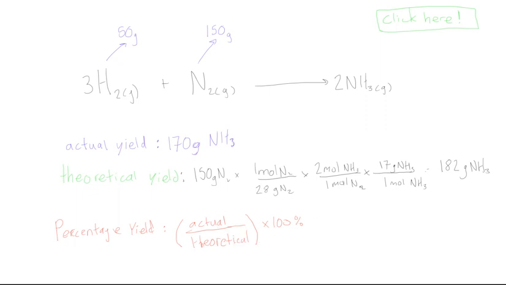So if we plug in our actual values, let's switch back to black again. We had 170 grams as our actual, so this is equal to 170 over a theoretical yield, which was 182, times 100%. You just whip out your calculator and do this, and we will get 93.4%. So there you go. These are 3 different ways to talk about yield: the actual yield, theoretical yield, and percentage yield.